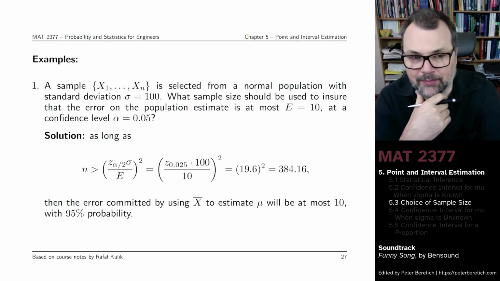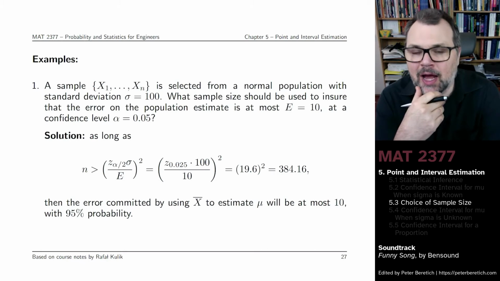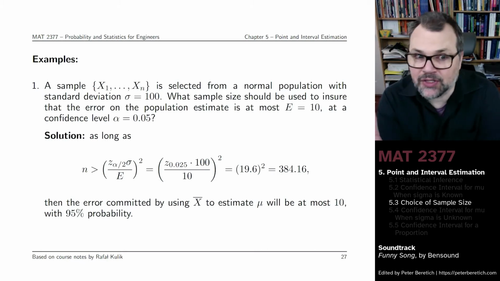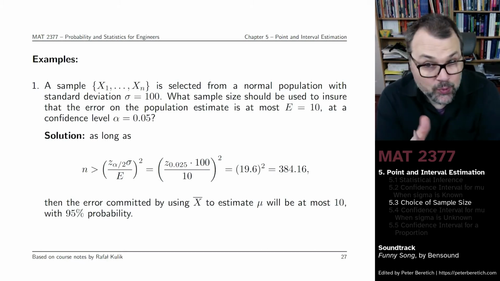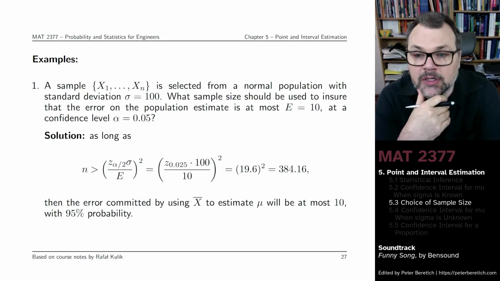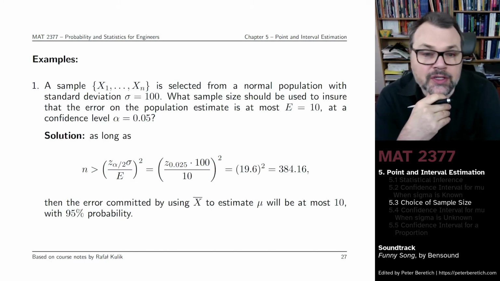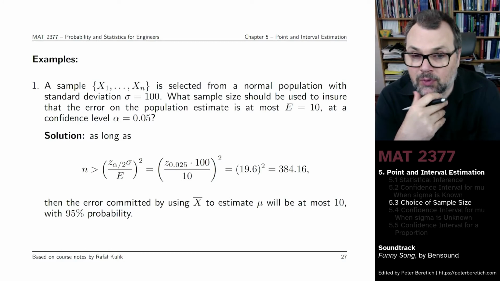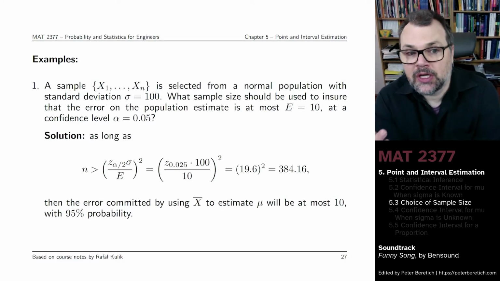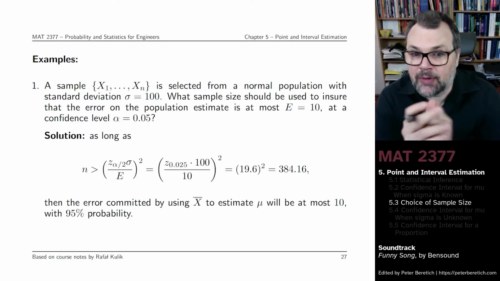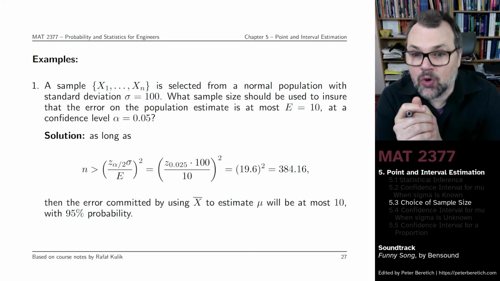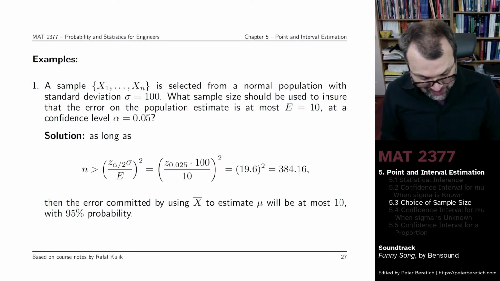Let's look at a few examples. First, we'll select n observations from some normal population. We don't know the mean. I mean, that is what we're trying to determine, but we do know that the standard deviation is sigma = 100. What sample size should you use if you want to make sure that the error on the population mean estimate is at most 10 units at a confidence level alpha = 5%.